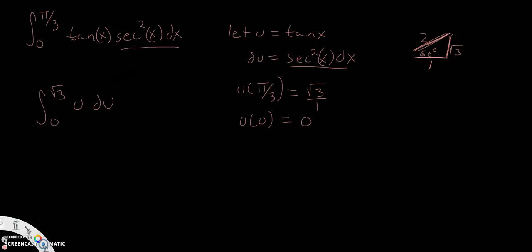Okay, we're good. So now, when we take the antiderivative of this, we're going to get u squared over 2. And now we have the root 3 and we have the 0. So now when you plug this in, you're going to get root 3 squared over 2 minus 0 squared over 2. So your answer is just going to be 3/2.